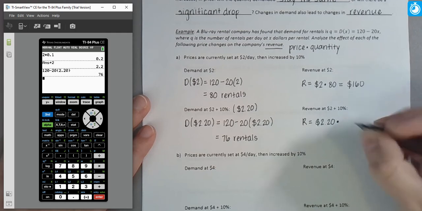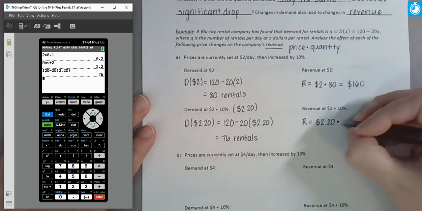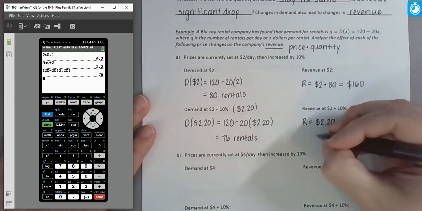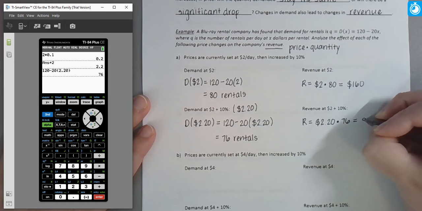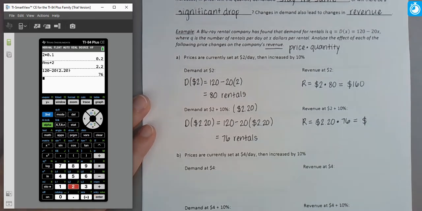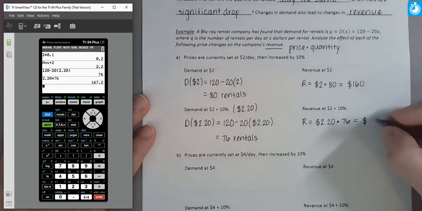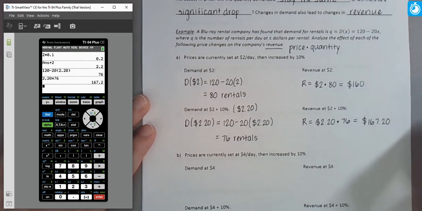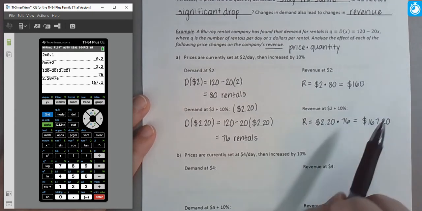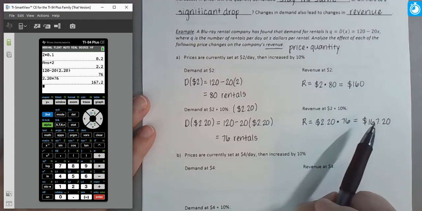And now we expect a quantity of 76 rentals. So if we multiply those two together, $2.20 times the 76 rentals we expect to have, that's going to be $167.20. So notice in this case, revenue went up.